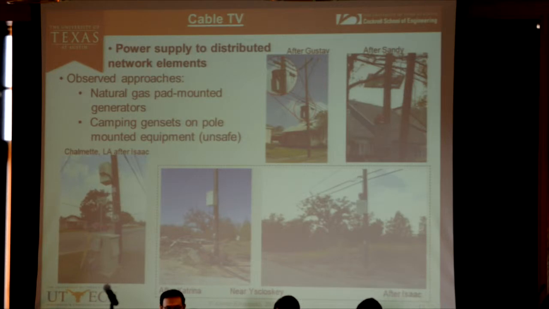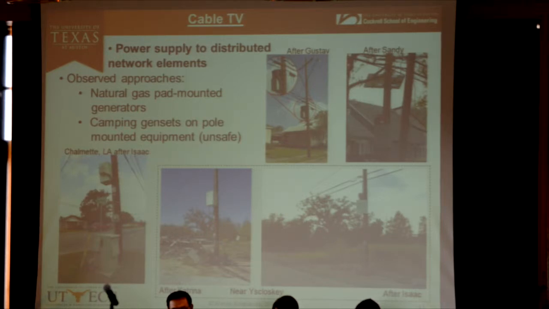Let me go into another network now, cable TV. The problem with power in cable TV is on the outside plant, and even though in some parts of the Gulf Coast you see natural gas generators, you also see that those natural gas generators that are pad mounted can be damaged from the storm surge. That's an example of Katrina in the middle.